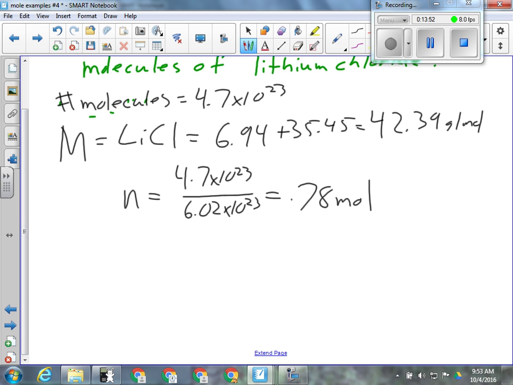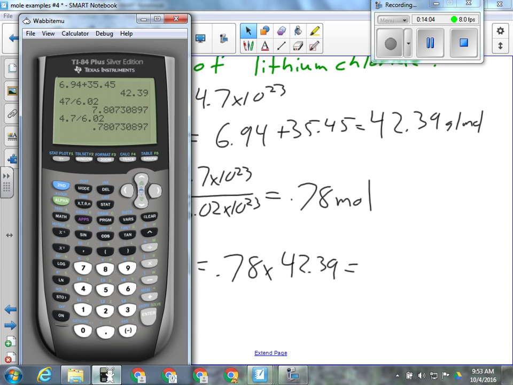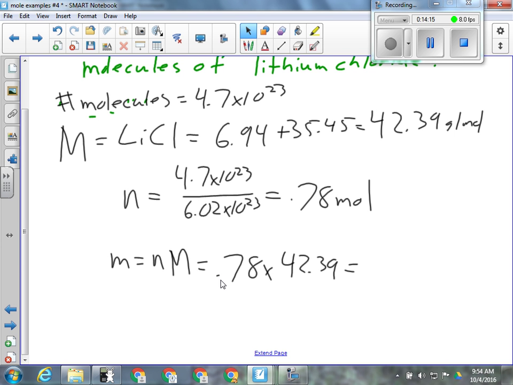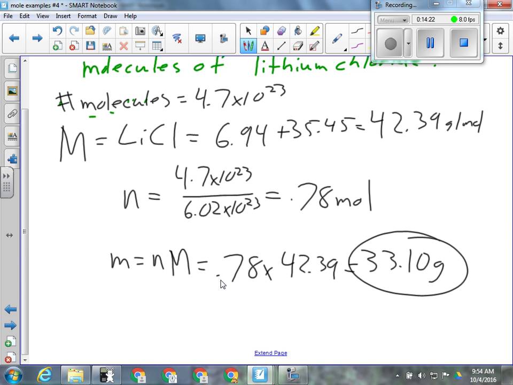Now I can find the mass. Mass is going to be N times M. So our 0.78 times our 42.39. And I said before, make sure you keep all of your decimals. So times 42.39, and it gives us 33.10 grams for our final answer.